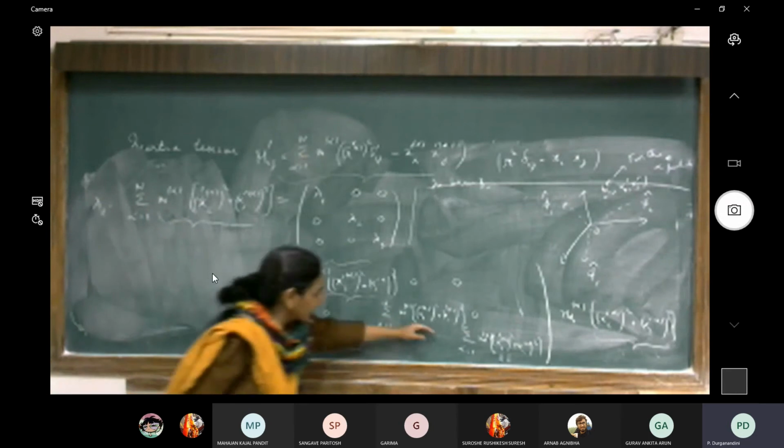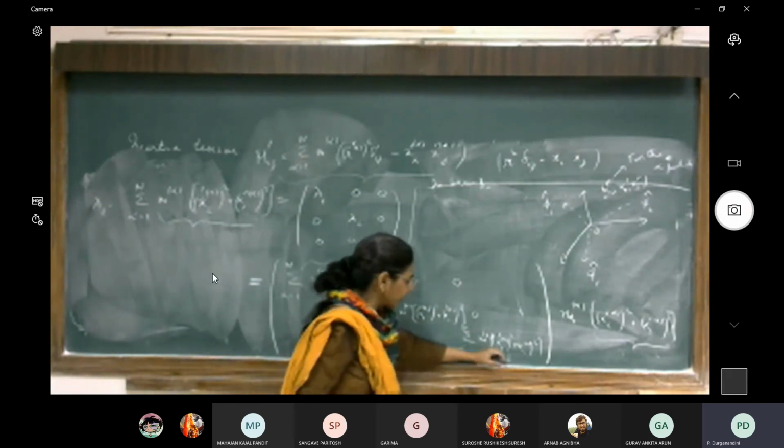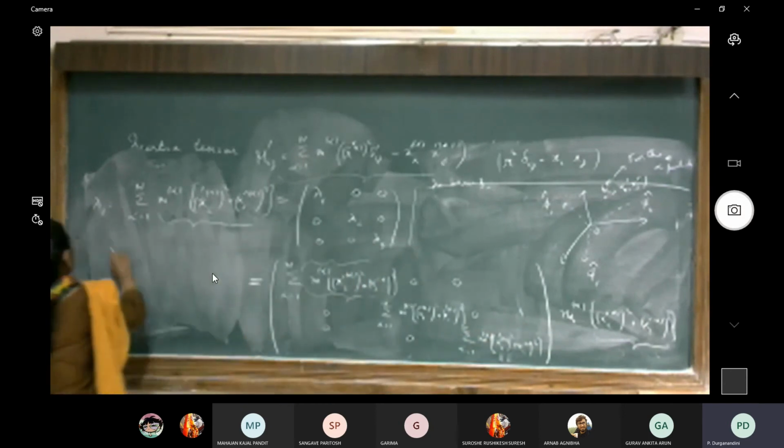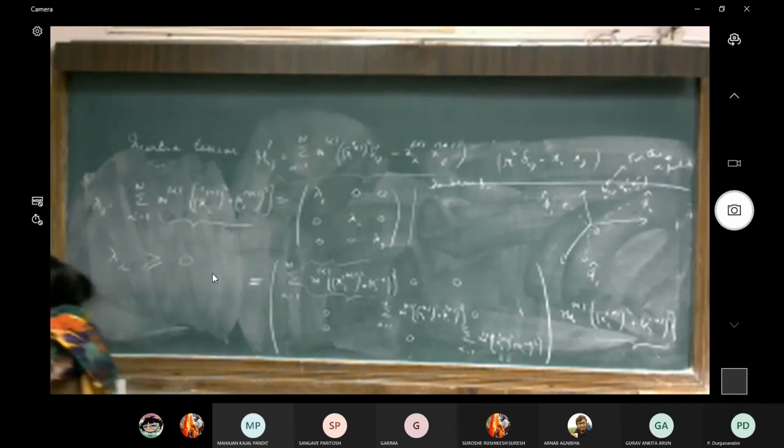And the same arguments I can use for this. Because here you have x1 prime square plus x3 prime square. Here I have x1 prime square plus x2 prime square. So what you can see is that now I can say that my eigenvalues lambda I are not just real, but they are greater than or equal to 0. So this is something more I can see.